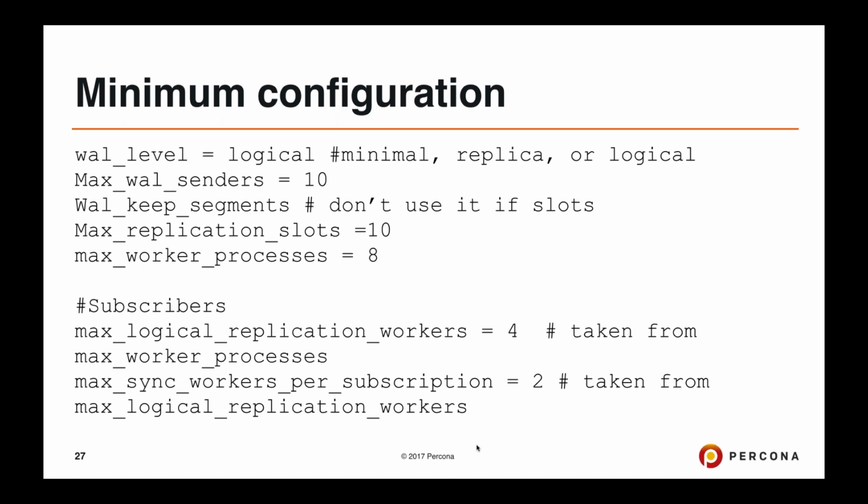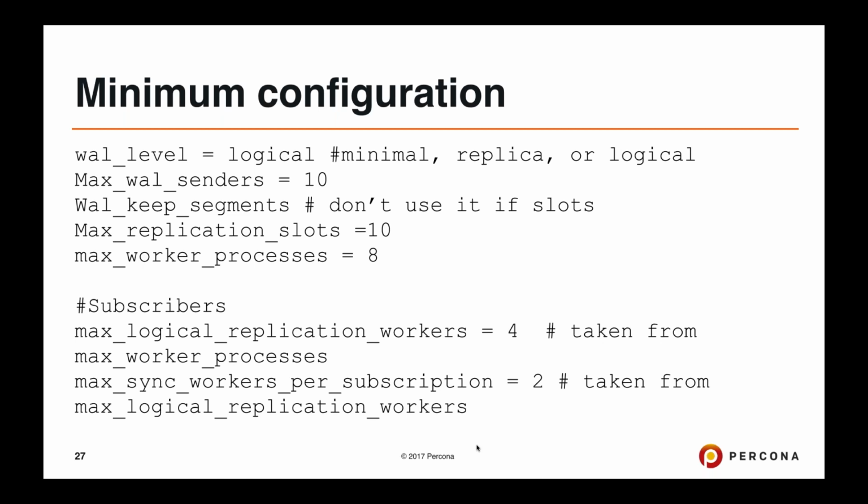For the subscribers, you have other variables that can limit the amount of replication workers on the subscriber. You can set how many workers for synchronization you want to have for each subscription. By default it is 2. If you have pretty massive data sets and you have enough cores and bandwidth for streaming more, you can push more.